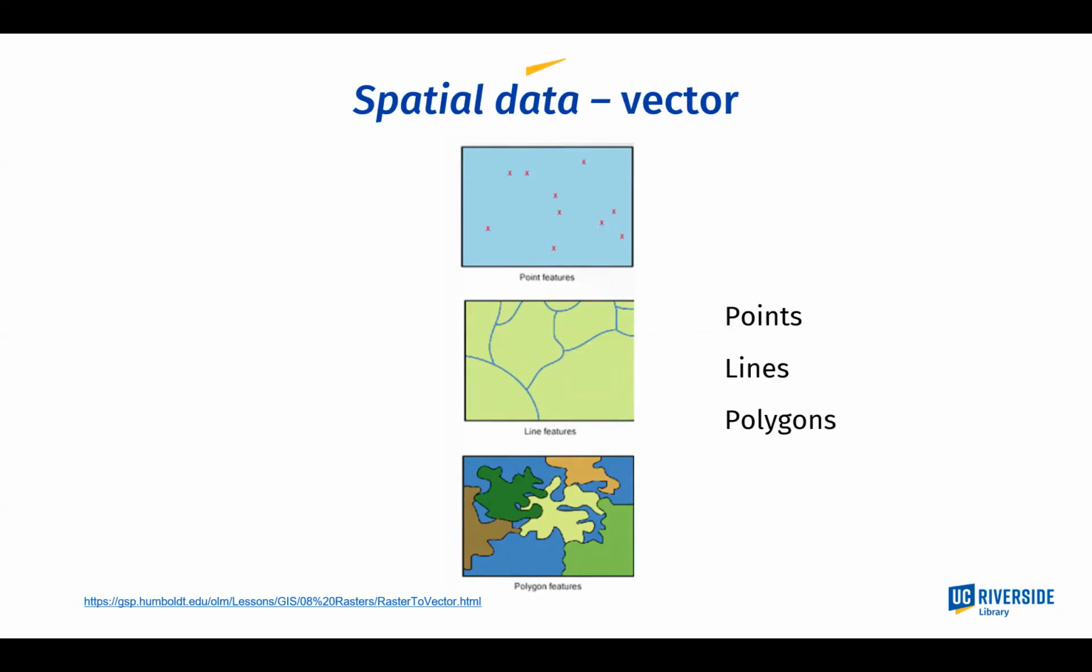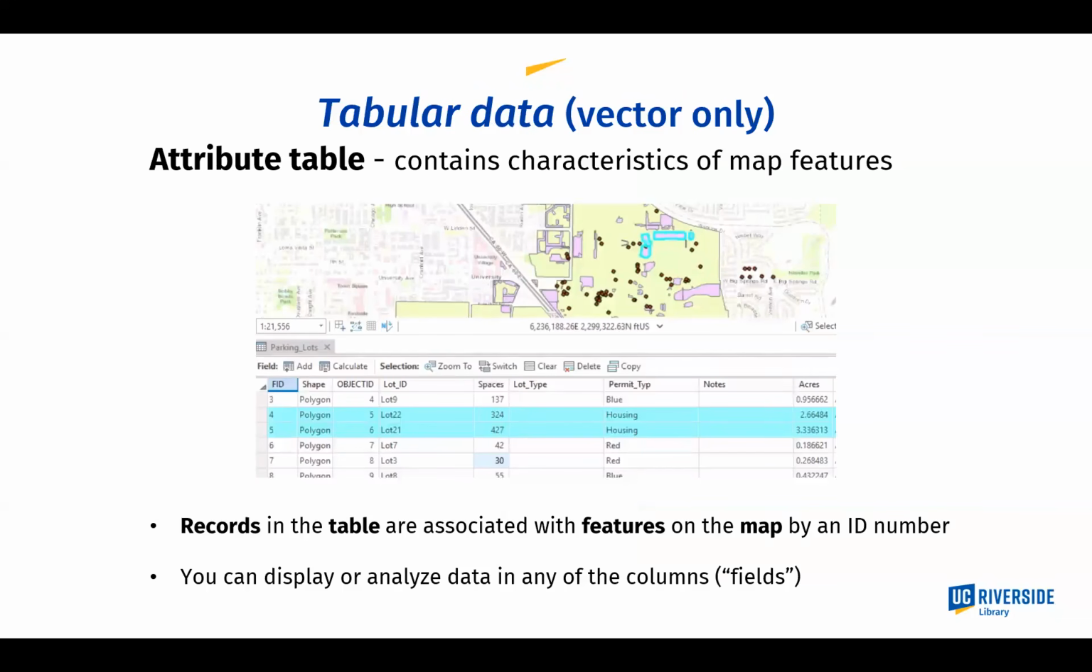And the cool thing about vector data in a GIS is that sitting behind it is what we call an attribute table. So an attribute table contains characteristics of the mapped features. This slide is an example of data from our campus map, or at least our campus map from a few years ago, where we have a layer of polygons that represent the parking lots. And so you can see a couple of the parking lots highlighted on the map, and the rows that correspond to those parking lots are highlighted in the attribute table.